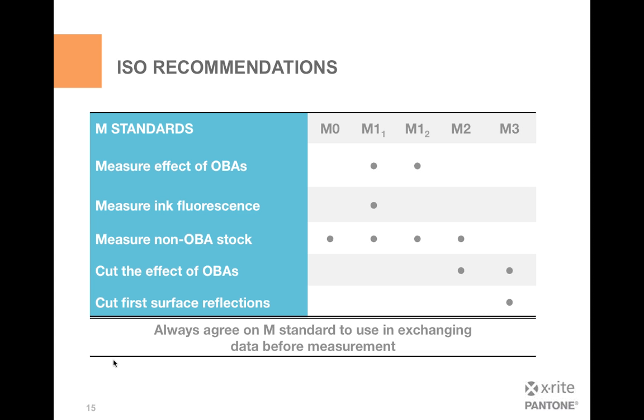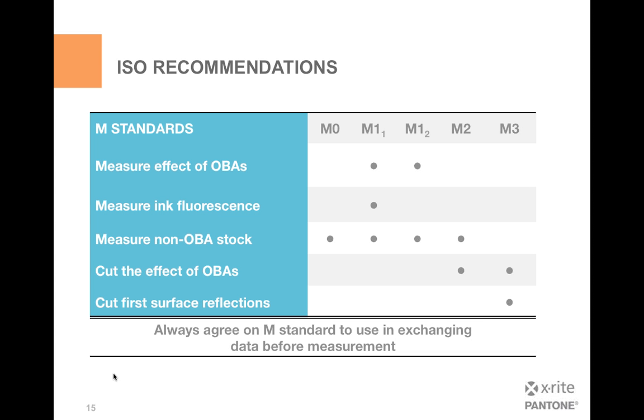And then if we need to measure stocks that don't have OBAs, really everything's wide open other than M3, because as we saw before, when we measured a brightened stock with any of the illuminants, we got the same result. And then if we need to cut the effective OBAs, so we know they're in the paper, but we want to cut them out because we may be doing a process control where we don't want to see that, or we've got a color management process that works better that way, then we would go to M2 or M3. And then, of course, the only way to really cut those first surface reflections is to use polarization, which is that M3.